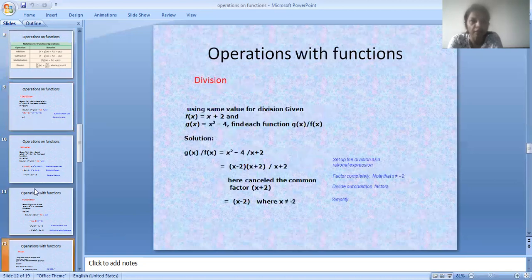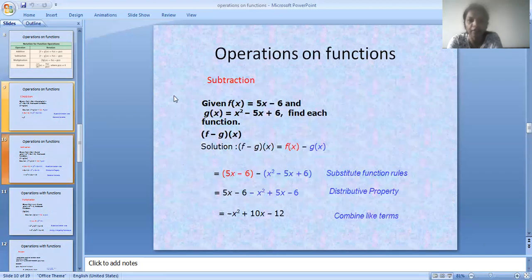In the second part, we have to see the subtraction operation of a function. Let's take the next example for the subtraction part. If f of x is equal to 5x minus 6 and g of x is equal to x square minus 5x plus 6, then we have to do the subtraction. Therefore, f minus g of x is equal to f of x minus g of x.